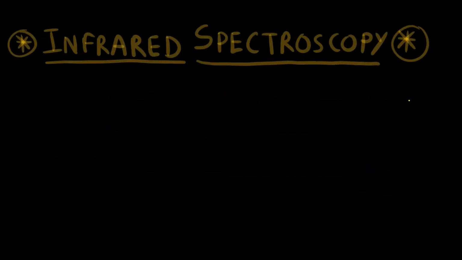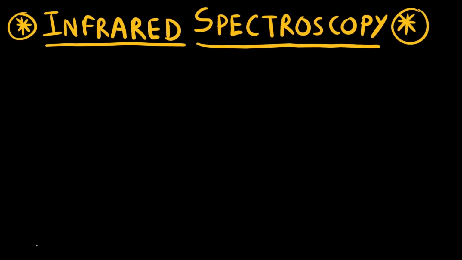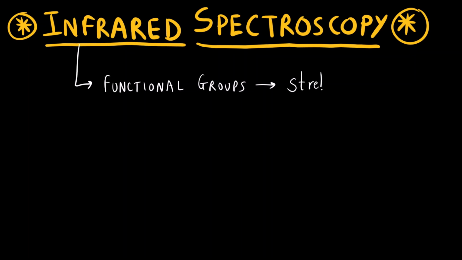Now let us talk about the next important spectroscopic technique, which is infrared spectroscopy. Infrared spectroscopy gives us information about the different functional groups that are present in an organic compound. It gives us this information by studying what? By studying the stretching frequency of the compound. We will study the meaning of stretching frequency in much detail.